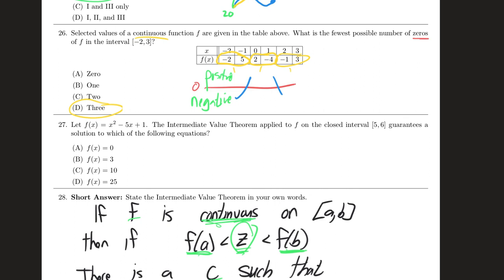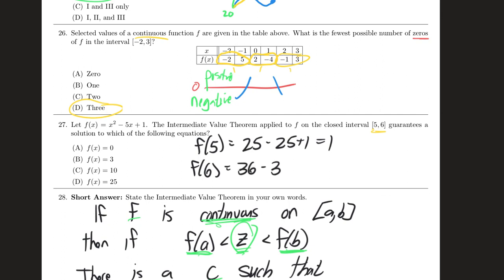All right, this one, if we're going to use the intermediate value theorem from 5 to 6, which one of these equations has to happen? When I plug in 5, 25 minus 25 plus 1 is 1. When I plug in 6, 36 minus 30 plus 1, which is 7. All right, so I start at 1 and I end at 7, which means I have to hit every number between 1 and 7, and only one of these numbers is between 1 and 7, which is 3. All right, so that's how you do these problems.